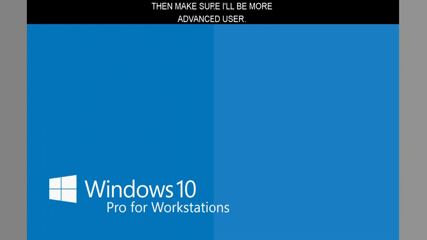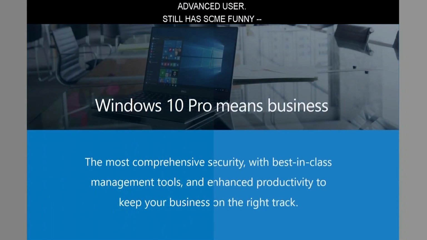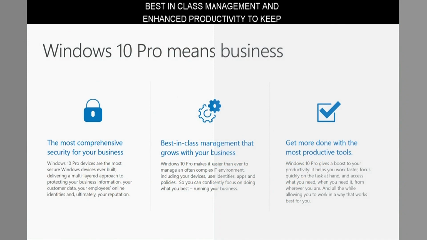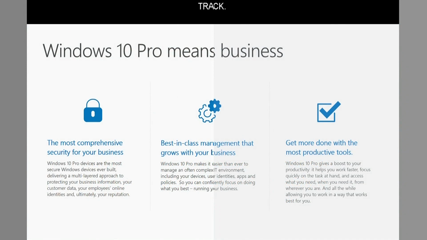Okay, so Windows 10 Pro for Workstations. I will start with Windows 10 Pro. From Microsoft's perspective, Windows Pro is for business and commercial use: the most comprehensive security, with best-in-class management tools and enhanced productivity to keep your business on the right track. That is Windows 10 Pro. And this explains the same thing in more detail, about each pillar and what Windows 10 Pro means for business.